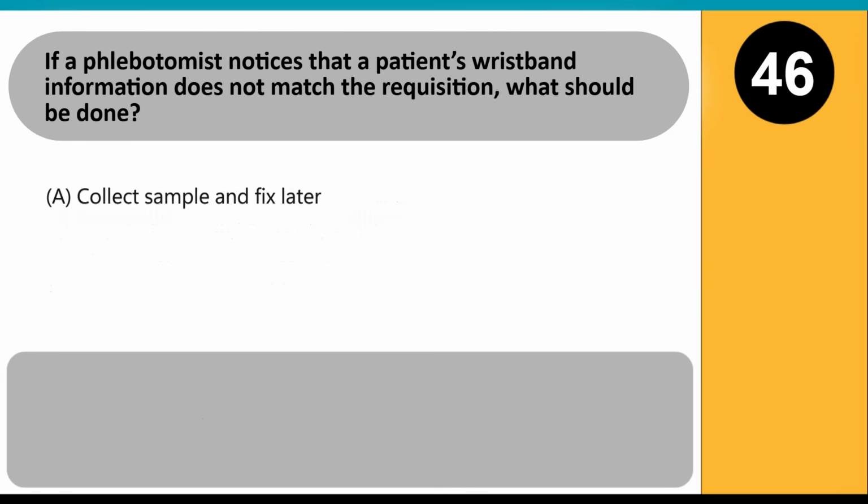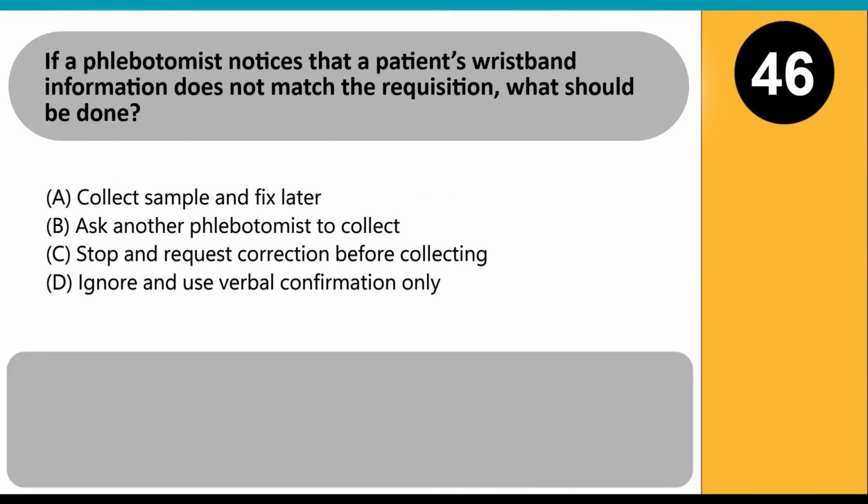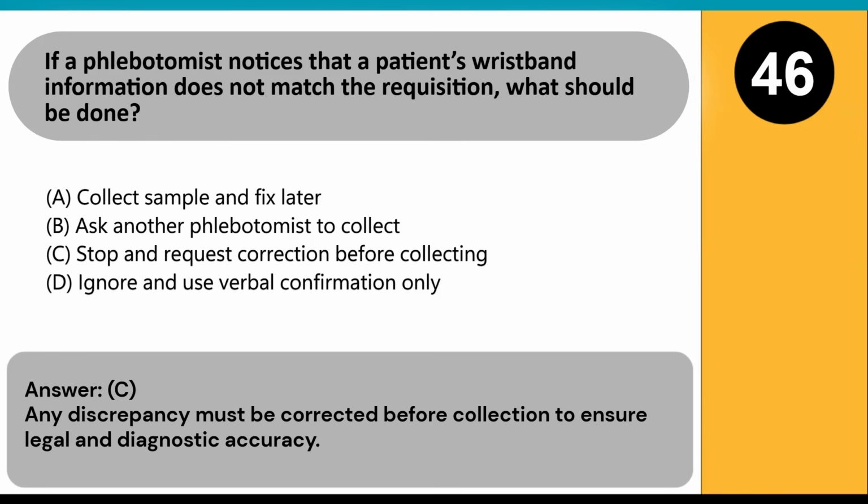If a phlebotomist notices that a patient's wristband information does not match the requisition, what should be done? A. Collect sample and fix later. B. Ask another phlebotomist to collect. C. Stop and request correction before collecting. D. Ignore and use verbal confirmation only. Answer C. Any discrepancy must be corrected before collection to ensure legal and diagnostic accuracy.